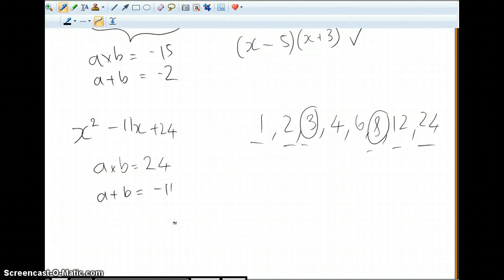Notice that the resultant is negative, or when you're adding, the answer is negative, and when you're multiplying, the answer has to be a positive, which means they are both negative, because negative times a negative is a positive, and negative plus a negative, you get even more negative. So answer x minus 3, x minus 8.